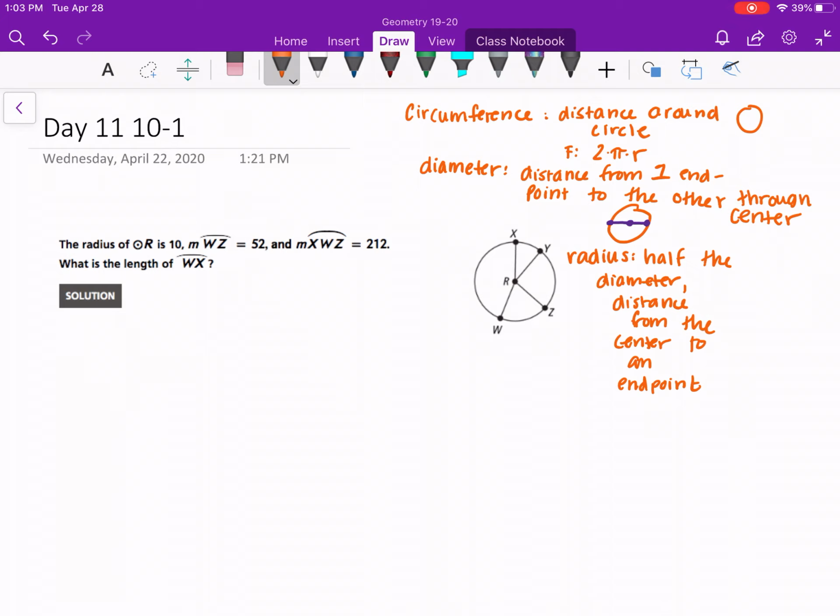We are going to do a little quick mini unit on circles. So I just want to go over some pieces of information about circles that we should hopefully already know.